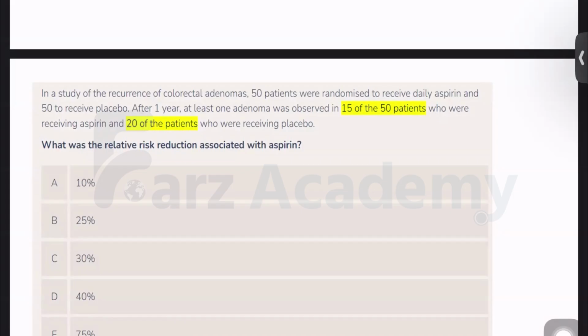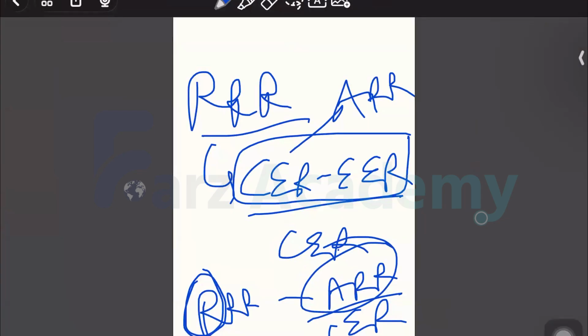So relative risk reduction would become absolute risk reduction upon control event rate. So 1 upon 10 upon, what is the control rate here as we saw? 20 upon 50. So 1 by 10 divided by 20 by 50 will become 1 by 4. So that would be 25%. So this is the question here, right?